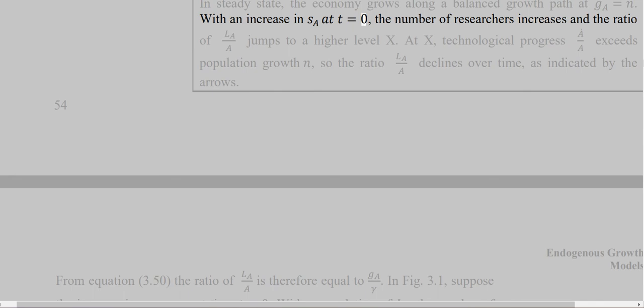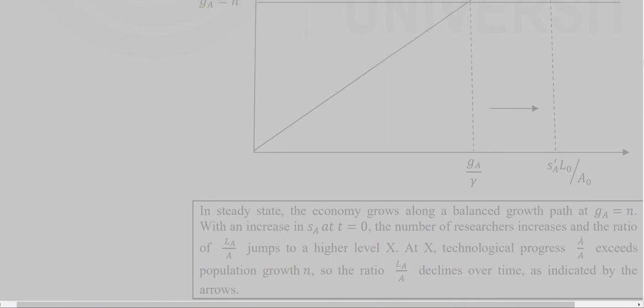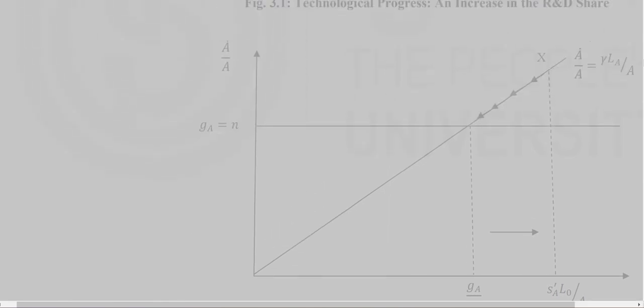With an increase in equals 0, the number of researchers increases and the ratio of jumps to a higher level x. At x, technological progress exceeds population growth, so the ratio declines over time, as indicated by the arrows. Equals x equals. Figure 3.1, technological progress, an increase in the R&D share.